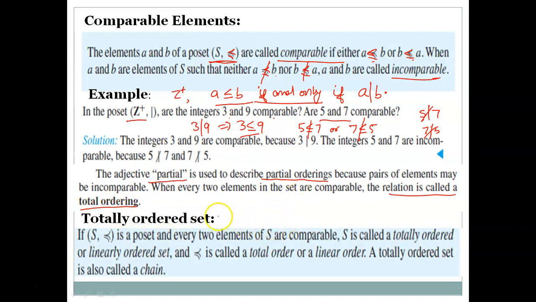So next is the similar definition, totally ordered set. If S, less than equal to, is a partially ordered set and every two elements of S are comparable, then S is called a totally ordered set or linearly ordered set.